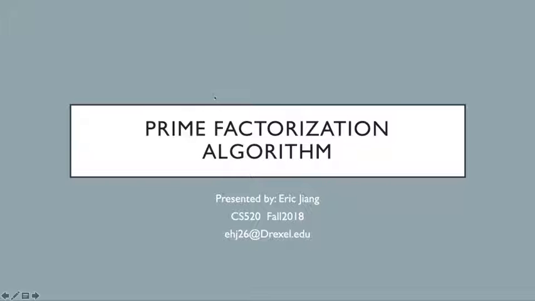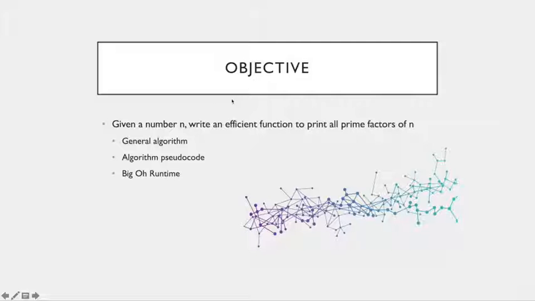Today we're going to talk about the prime factorization algorithm. The objective for this presentation is: we are given a number n, and we're going to write a function to print all the prime factors of this number. This includes the general algorithm, and we're going to use Java code to show how this algorithm works. And we're going to look at the runtime for this algorithm.